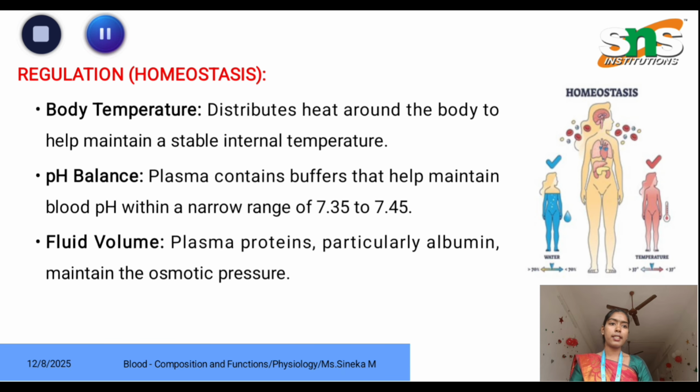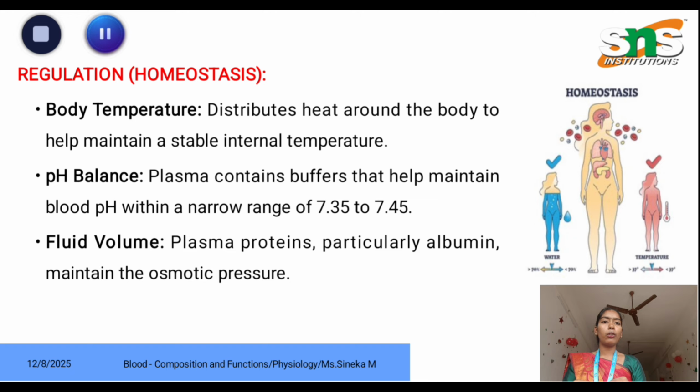Regulation. Our blood regulates various things in our body. The first one is body temperature. The blood distributes the heat around the body to maintain the internal temperature. Next one is pH balance. Plasma contains buffers to help maintain the pH balance in our body.